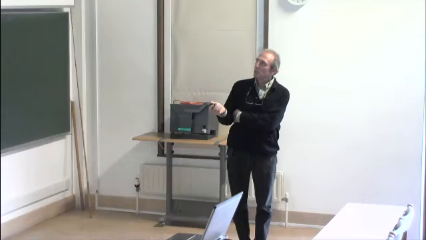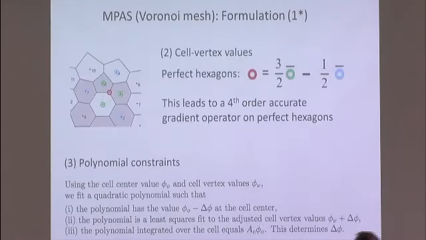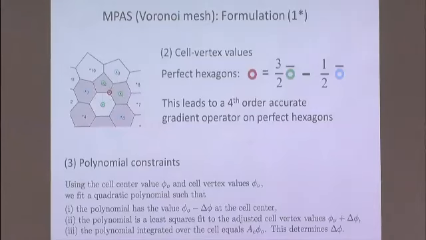using essentially a weighted sum of the three cells that share that vertex, and then the next set of cells out, these green ones and these blue ones here. So this is what I'm going to do. And essentially the weights he used on perfect hexagons was 3/2 of the green ones and minus 1/2 of the average of the blue ones. And you might ask, well, where the heck do these weights come from? And it turns out that this leads directly to a fourth order accurate gradient operator on perfect hexagons. It's not too hard to show and to demonstrate.